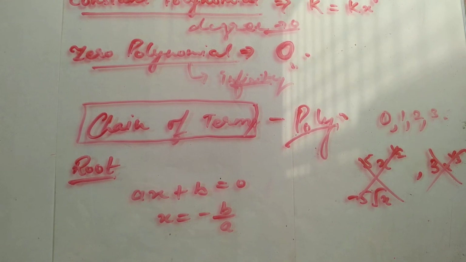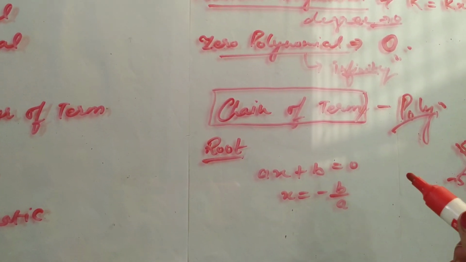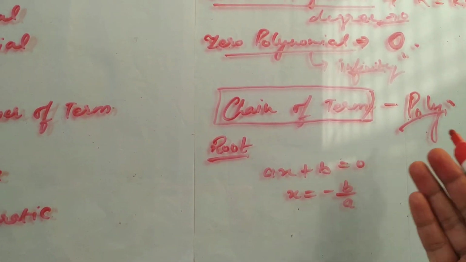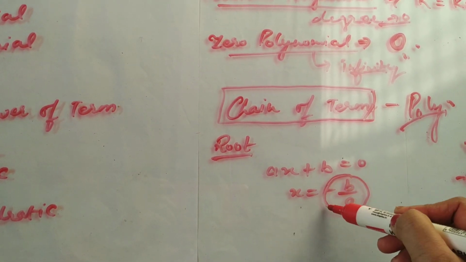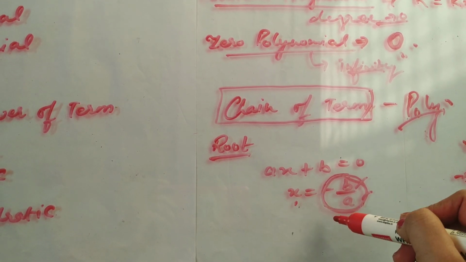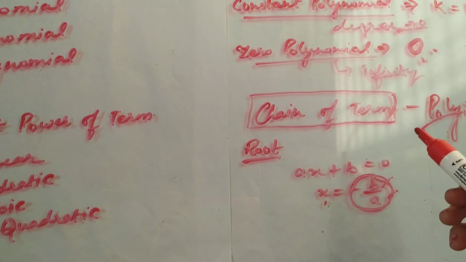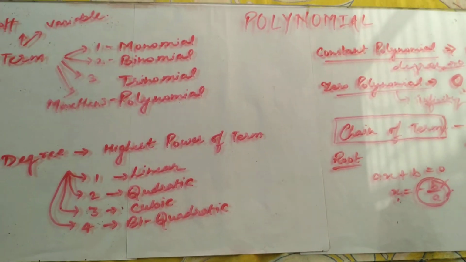Okay, how to find a root of a polynomial? To find the root of a polynomial, put that polynomial equal to 0 and find the value of x. There is also a relation between the coefficients of the polynomial and its zeros. In the next video we will discuss what is the relation between the coefficients and zeros of the polynomial.